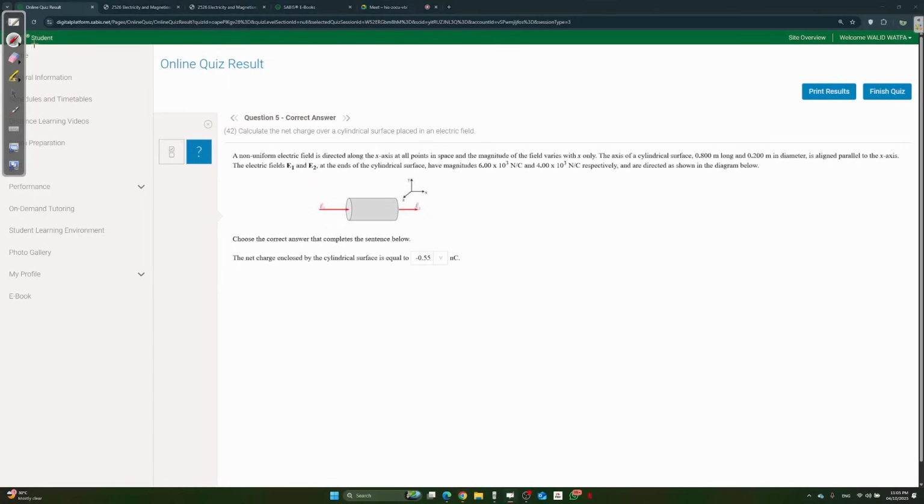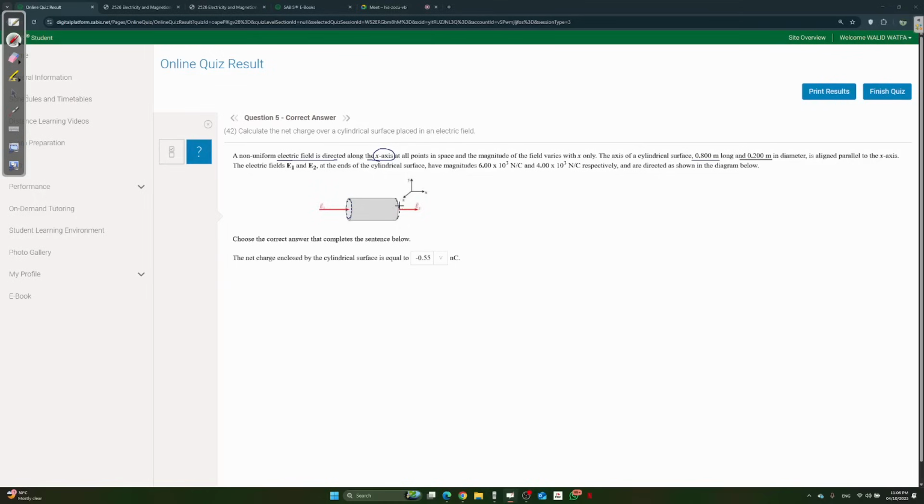Question 5. Now this is the same question. They gave you the axis of this cylindrical surface, 0.8 long, 0.2 in diameter. But what's the problem now? They're saying that the electric field is not along the entire surface, it's along the x-axis. So when you find the area, you don't find the full area. You just find the area that's passing through this, and that's just these two.